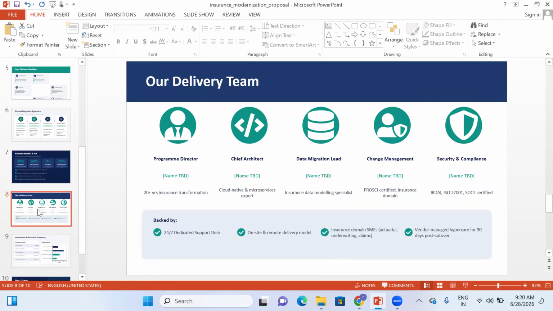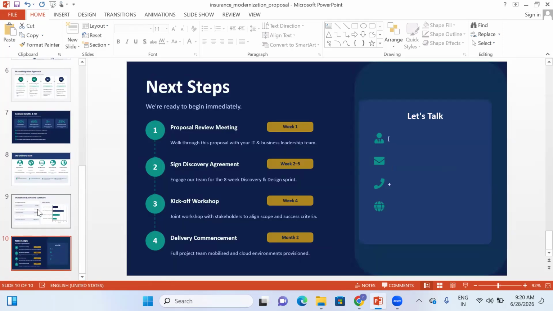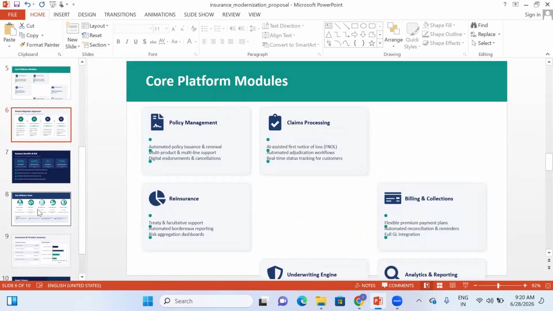That is even important. Next, who are our delivery teams? All that stuff, and what the investment is and what the next steps should be, will be taken into account later.